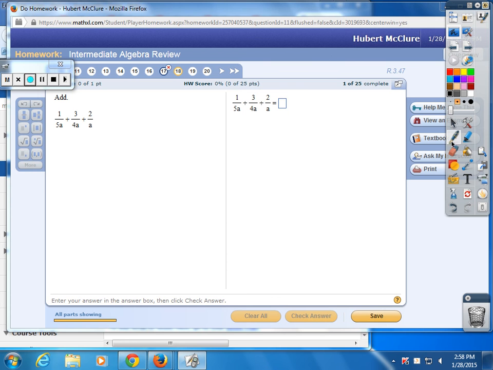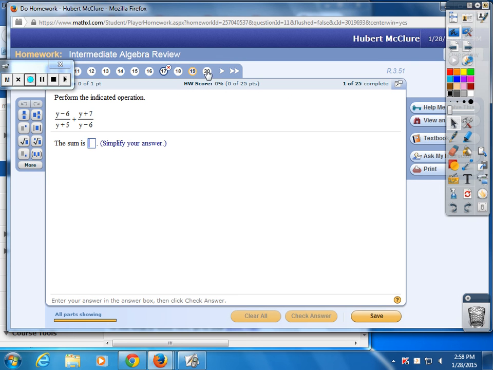Let's do one where the common denominators do not look like common denominators. Then you can get discouraged. There we go.